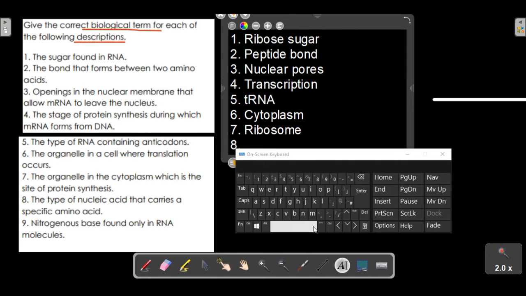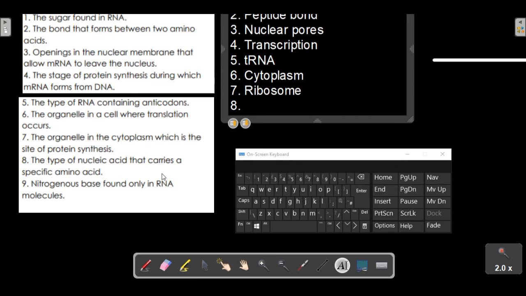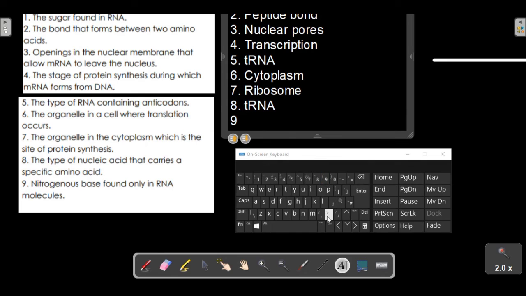And then number 8, the type of nucleic acid that carries a specific amino acid. Come on, guys. What type of nucleic acid? That is RNA. Don't say tRNA. Just talking about types of nucleic acids there. So, or let's rather go with tRNA. I think, yeah, tRNA. Unless it's a trick question. And then number 9, nitrogenous base found only in RNA molecules. That is uracil.